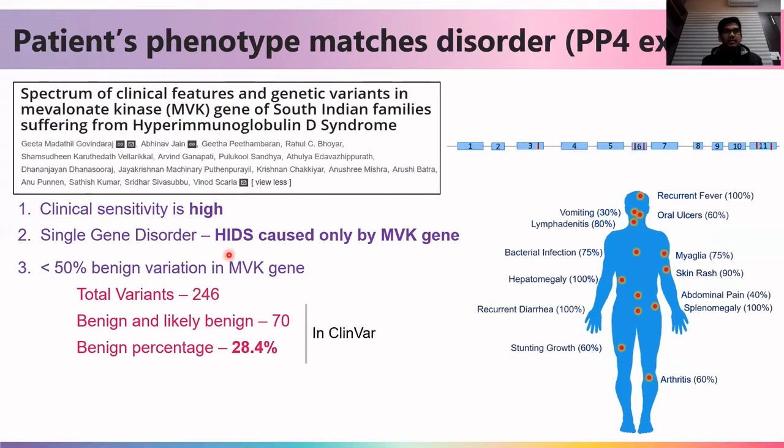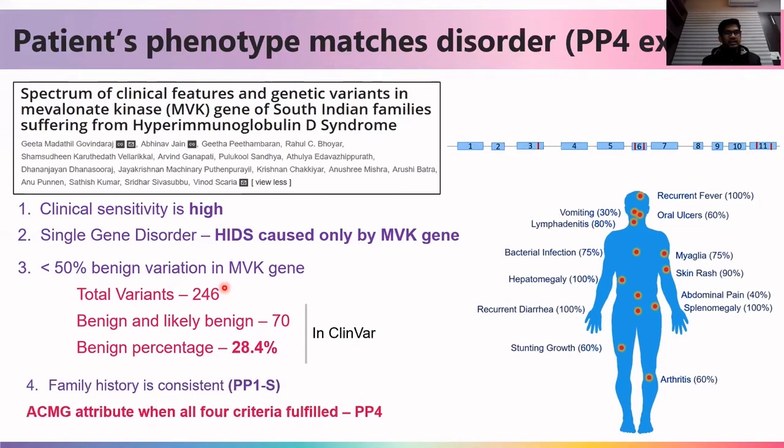The third criterion is that we should have less than 50% benign variation in the MVK gene. We have a total of 246 variants, out of which there are 70 benign and likely benign variants in the MVK gene. So the total percentage of benign variation is 28.4%. So this third criterion is also satisfied in the MVK gene.